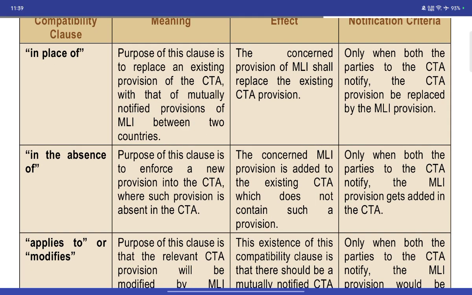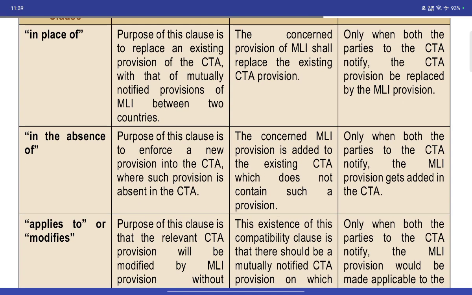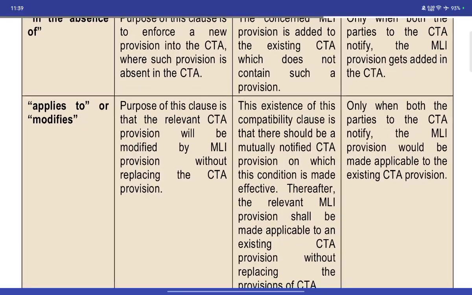In the absence of, the purpose of the clause is to introduce a new provision into the CTA where the provision is absent in the CTA. The concerned provision of the multilateral instrument is added to the existing CTA, which does not contain such a provision. Only if both the parties to the CTA notify, the MLA provisions get added to the CTA and apply to and modify it.